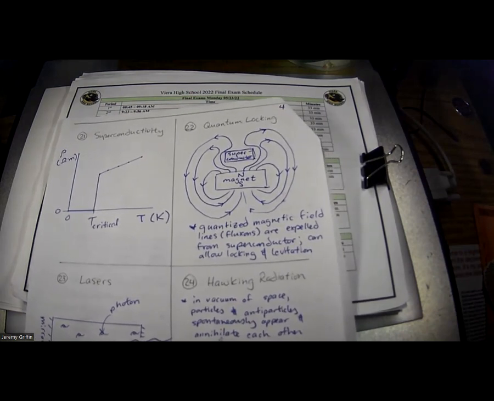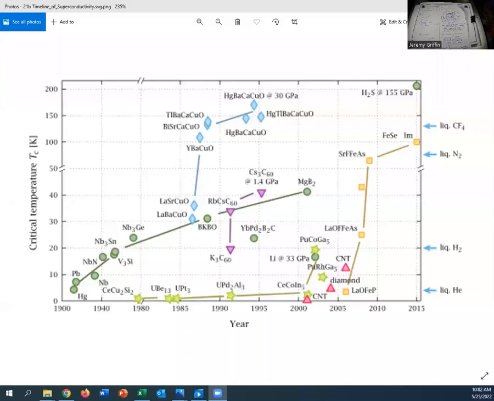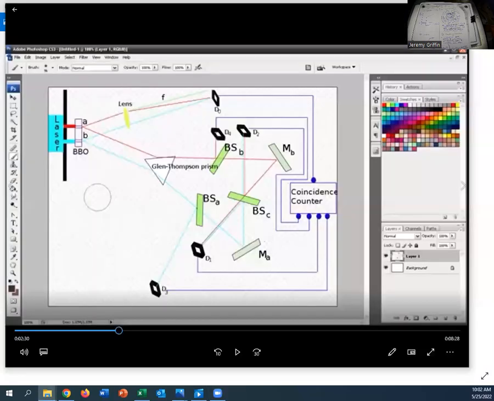Right? Quantum locking. So let me switch my screen. I'm going to pull up a TED talk on this and just narrate this myself. Here we go. Quantum locking.